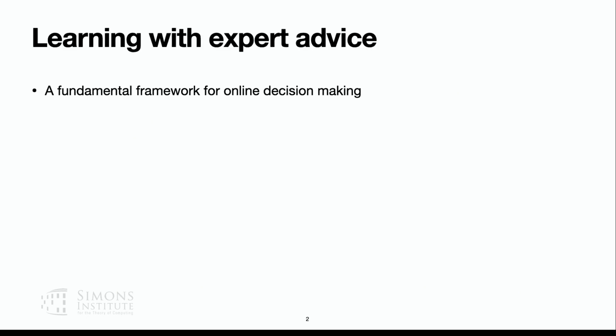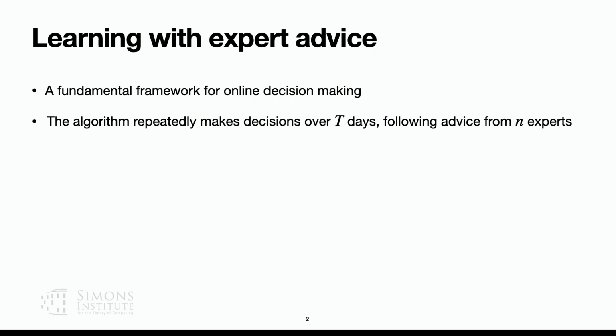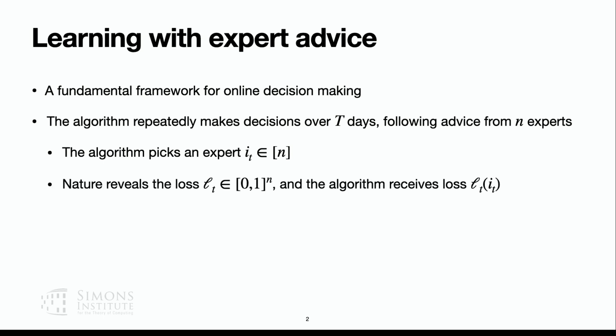So we're concerning the problem of learning with expert advice, which is a fundamental problem in the area of online decision making. In this problem, there's an algorithm that needs to repeatedly make decisions over a sequence of T days. And at each day, it needs to follow the advice of one of the experts. In particular, at day t, the algorithm needs to pick an expert, i_t. And then nature reveals the losses for all of the experts, which is an n-dimensional vector, and we scale the values between 0 and 1. The algorithm chooses the i_t-th expert, so the loss it receives is the loss of the i_t-th entry.